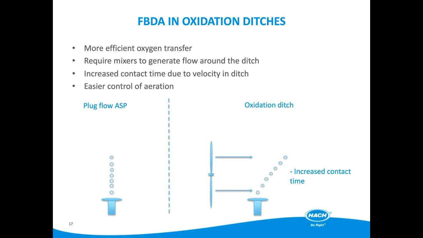When installed within the ditch, fine bubbles also have a longer contact time with mixed liquors than they would in a similar depth ASP due to the velocity of the ditch, and this enables improved gas transfer. Also, unlike diffuser grids in plug flow plants, the FBDA grids used in oxidation ditches are smaller and can be lifted from the ditch without the need to drain the contents, making servicing of the diffusers much easier.